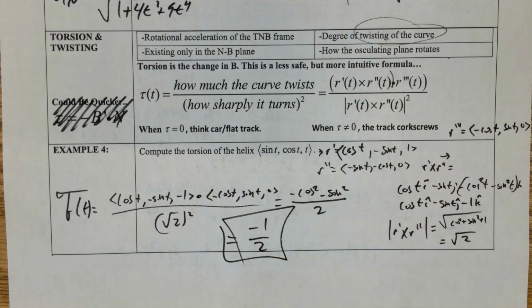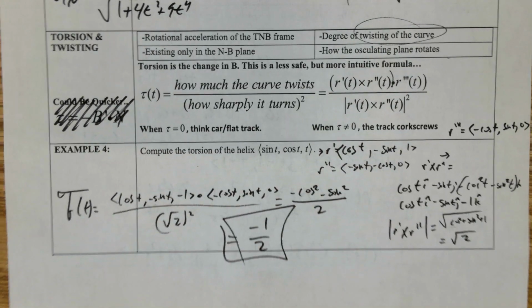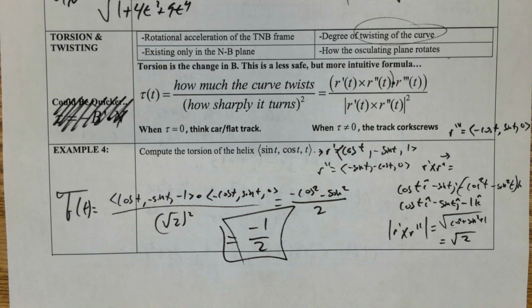My torsion on this whole thing, the amount of twist, the amount of acceleration in that direction is always negative 1/2, absent of where I am on the track. I hope this gave you a new perspective on motion in 3D.